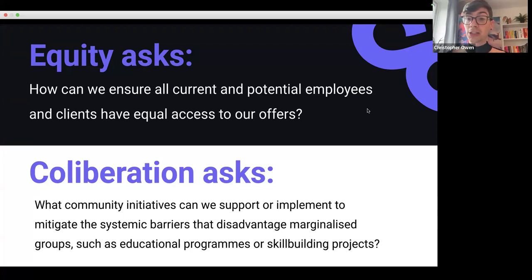The systems of oppression that were limiting those applicants beforehand were not that fire department's fault, but it was something that they could take responsibility for within their communities.